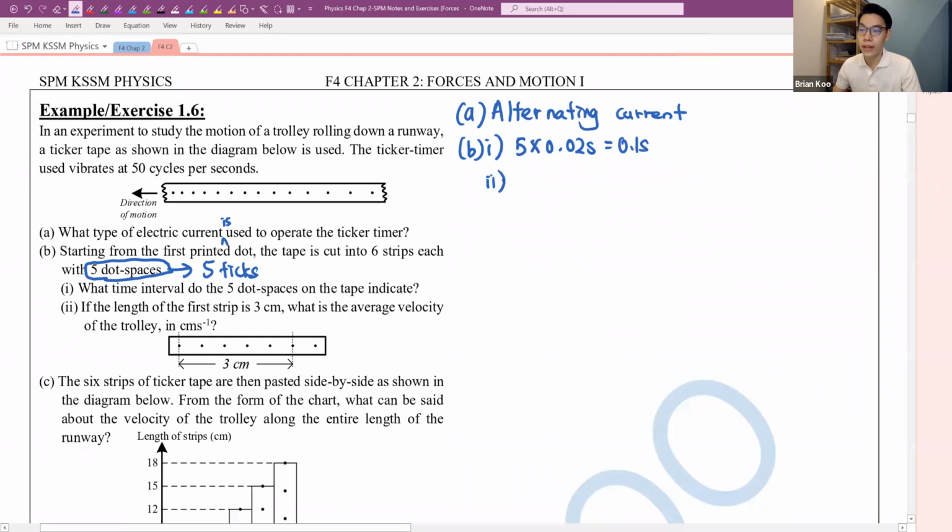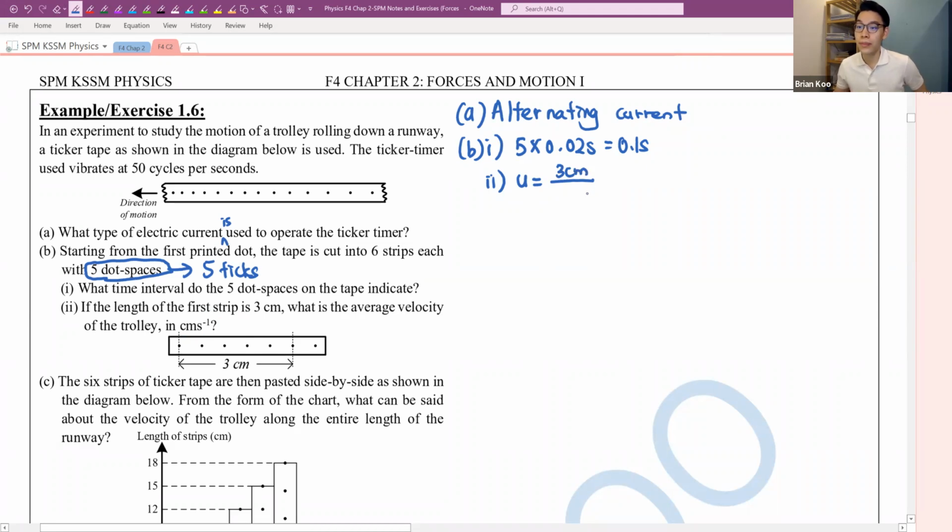Okay, if the length of the first strip, that means the first part, is 3 cm, what is the average velocity of the trolley? Just for the first part. So first part meaning it will give you the initial velocity. Initial means the velocity at the beginning, right? The distance is 3 cm, and you want to use cm per second. Now this one is specified. So if they specify what the unit is, make sure to follow. If you don't follow, you will lose marks. So we just do 3 cm.